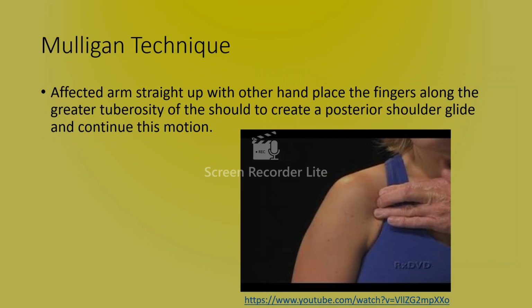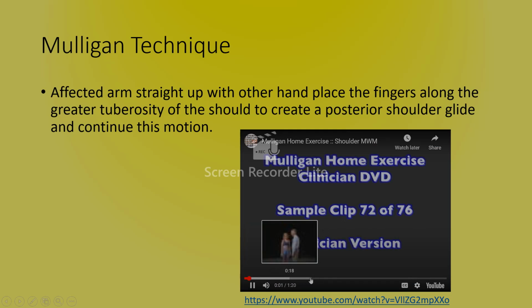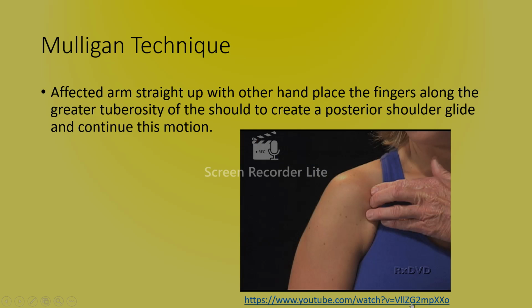Mulligan technique, you would take the affected arm straight up with the other hand, place their fingers along the greater tuberosity or along the joint line of the shoulder to create a posterior shoulder glide, and continue this motion repetitively.